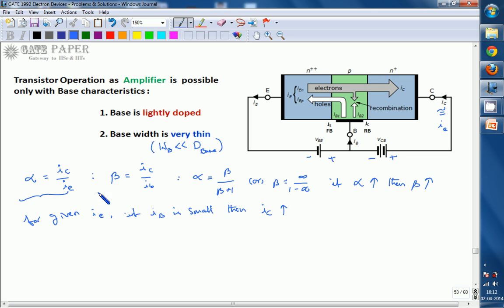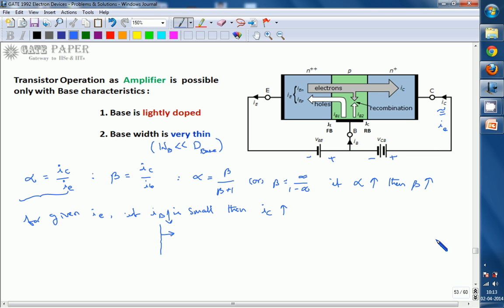Okay, if IB reduces, at that time IC can increase. How will the IB reduce? Based on two conditions: the base is lightly doped and the base width is very thin. If the doping concentration is reduced and the base width is reduced, by that time IC is approximately equal to IE. That is what we will get.